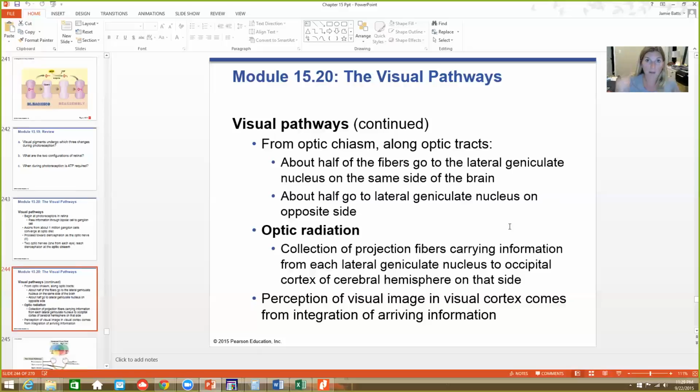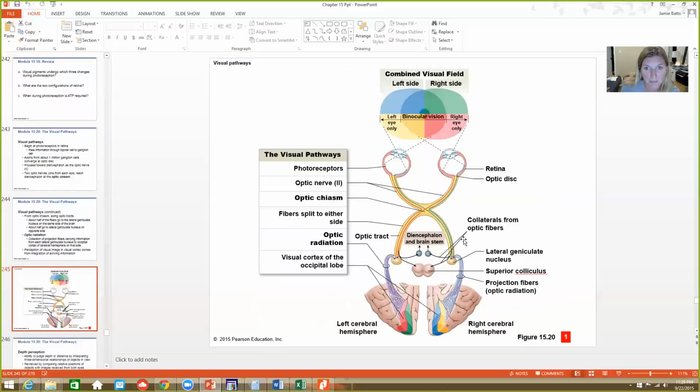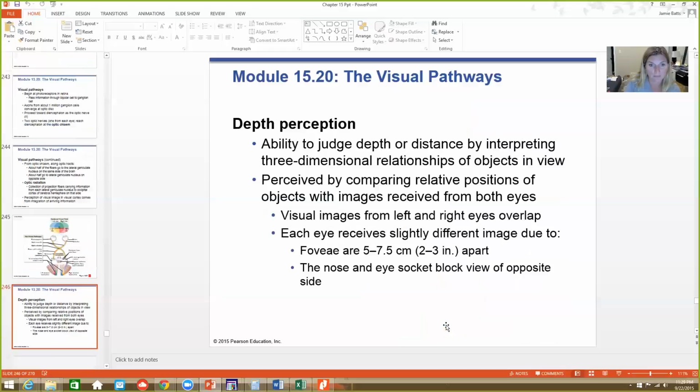So taking it back to that visual cortex where that visual image can be perceived and information can be gathered about that stimulus. So right and left eye, information coming back, again crossing over, 50% goes this way, 50% goes that way, and then these projection fibers send that information back to the primary visual cortex.